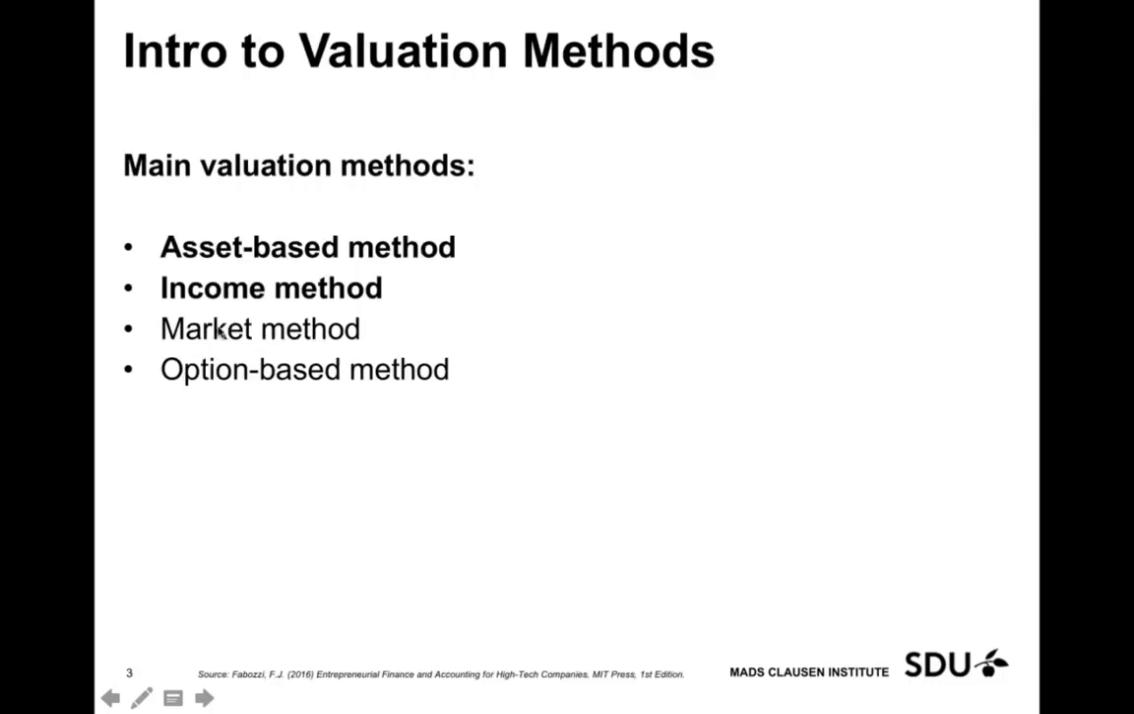There are other methods, for example, the market method or the option-based method. You will see that we use discounted cash flow and income method as similar terms. They are not exactly the same. Discounted cash flow applies to the specific elements related to the use of free cash flow to calculate the present value of a company. The income method could also be used for other types of calculations, for example, if we want to use dividends or other elements.